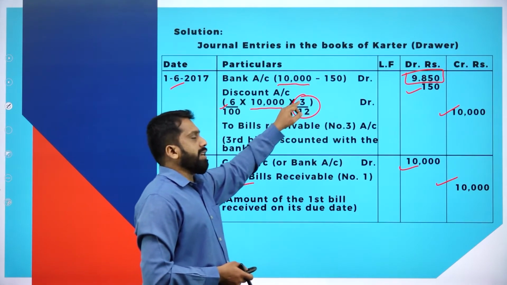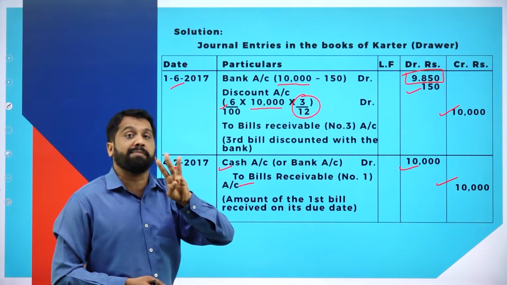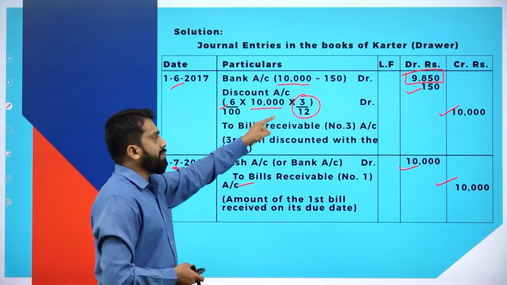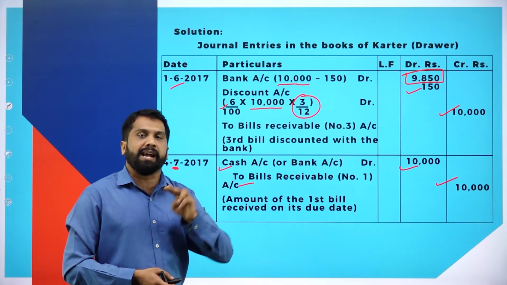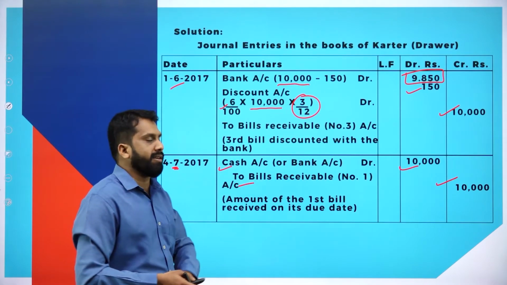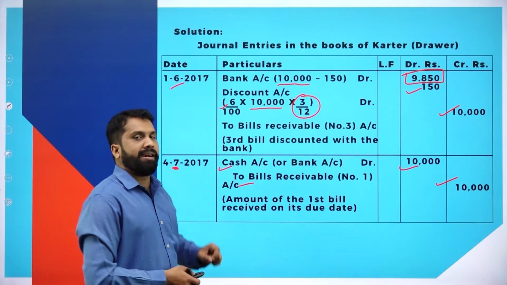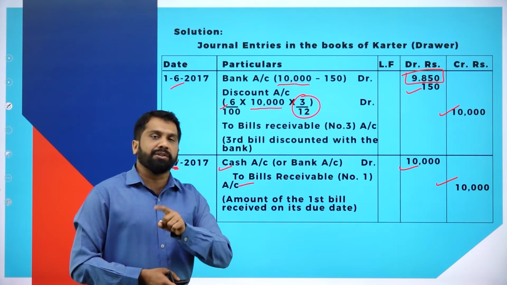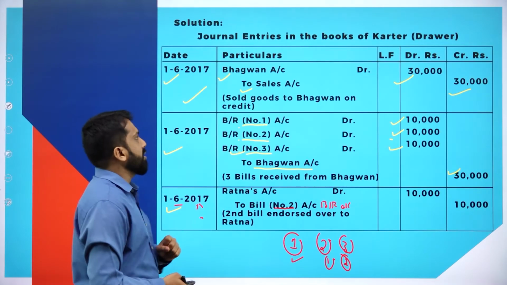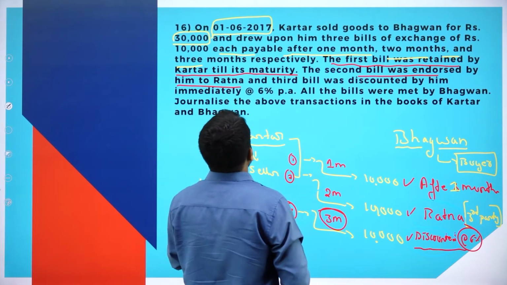Remember why we have taken 3 by 12: it means they have given 3 months time. That's why 3 by 12. If it is 2 months time, it is 2 by 12. Remember that. And the percentage is 6 by 100. It is already given in the question. I'll go back to your question and show that. Your percentage is how much?